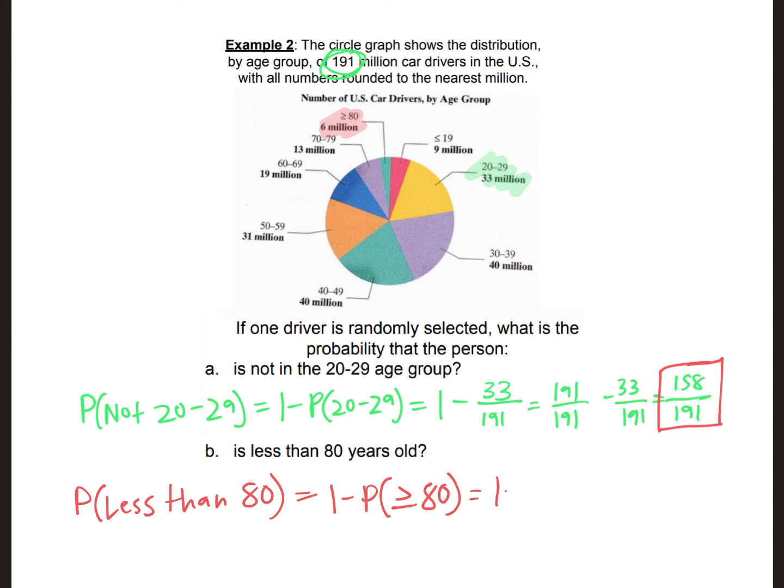So again, we're doing 1 minus, then that total up there gave me 6 over the total number of people, which again is 191. We're doing 191 over 191 minus 6 over 191. And again, we're subtracting across the top, so 191 minus 6 is 185 divided by 191. I kind of feel like 191 might be prime, so I don't think I can simplify that. I can't, so that is my final answer.